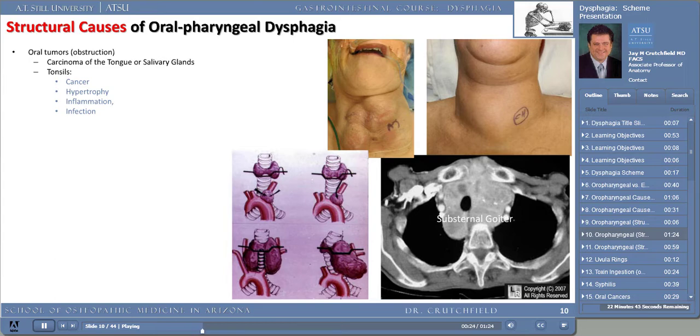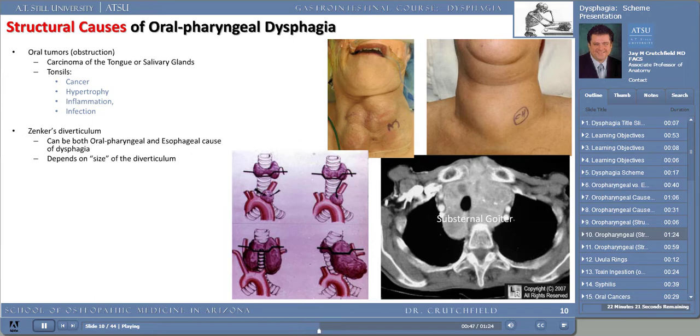What if a patient has cancer of the tonsils, or tonsillar hypertrophy, enlarged tonsils, or inflammation of the tonsils, perhaps from radiation, and of course infection, mononucleosis, or tonsillitis. A Zenker's diverticulum can cause either oropharyngeal or esophageal causes of dysphagia, depending on how large the diverticulum is.